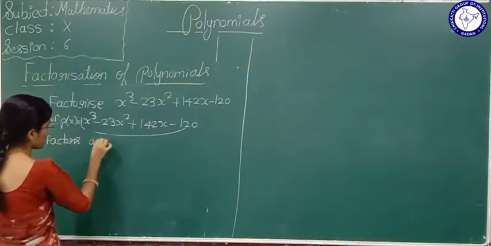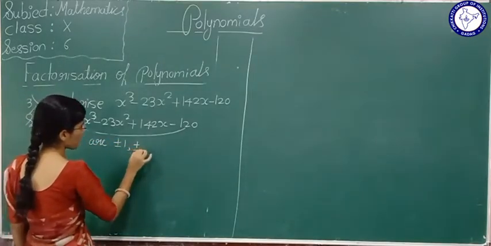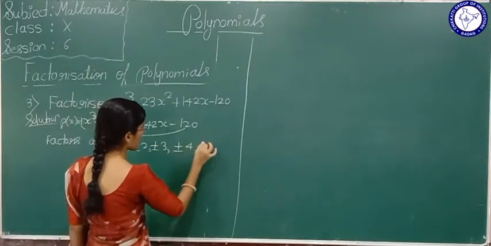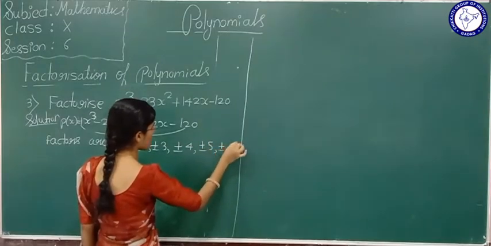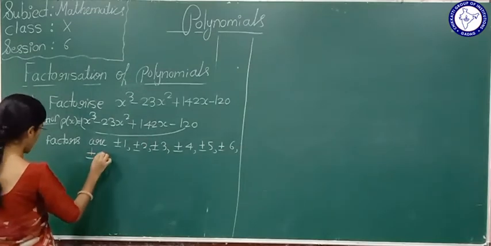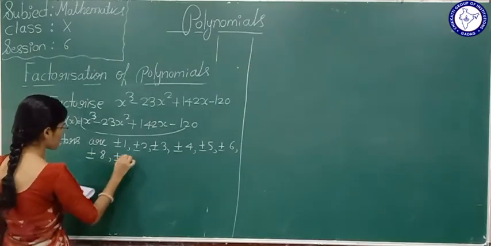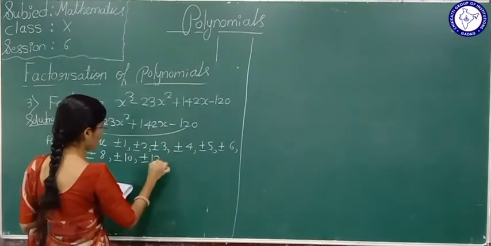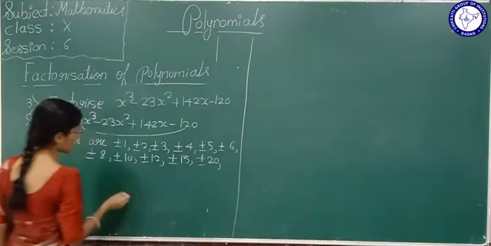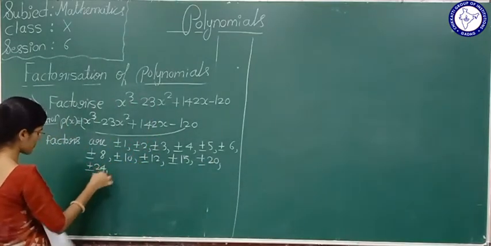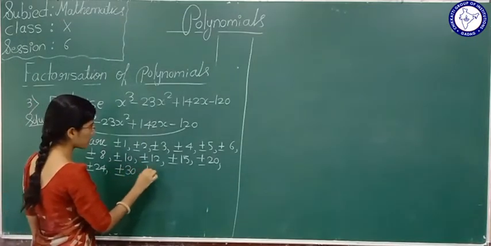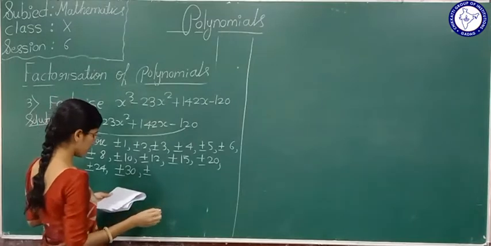So the factors are plus or minus 1, plus or minus 2, plus or minus 3, plus or minus 4, plus or minus 5, plus or minus 6, again plus or minus 8, plus or minus 10, plus or minus 12, plus or minus 15, plus or minus 20, again plus or minus 24, plus or minus 30, plus or minus 60.